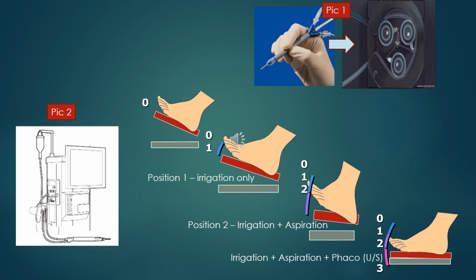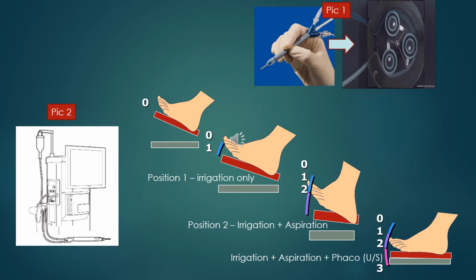In foot switch position 3, now you have Phaco power also together with irrigation and aspiration, because you need to now break the nucleus pieces into smaller pieces so that you can take those nucleus pieces away with the help of the handpiece. It goes through the handpiece, and then through the tubing and into the drainage bag. So that's basically foot pedal science.